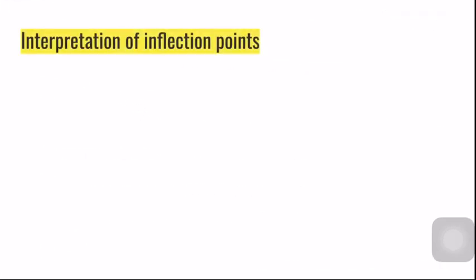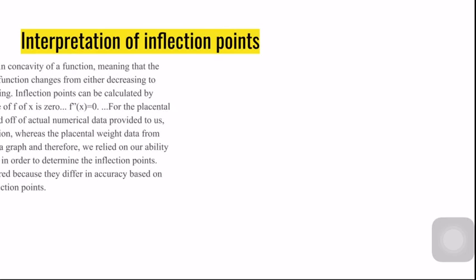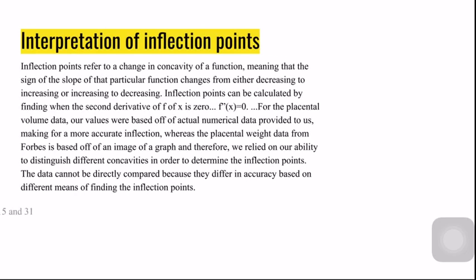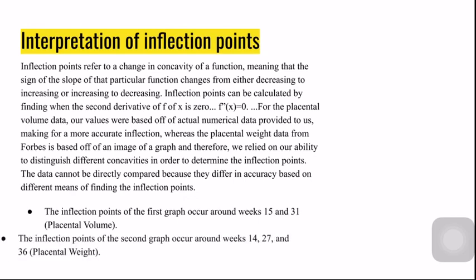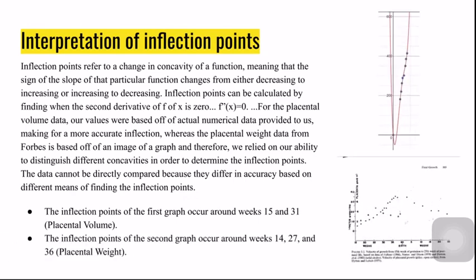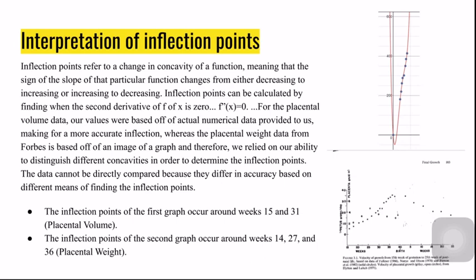Inflection points refer to a change in concavity of a function, meaning that the sign of the slope of that particular function changes from either decreasing to increasing or increasing to decreasing. Inflection points can be calculated by finding when the second derivative of f of x is 0.